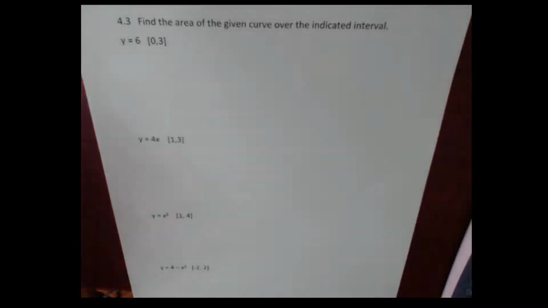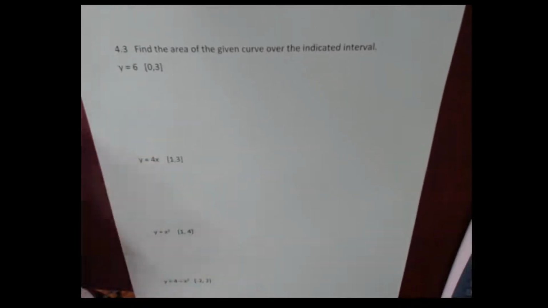All right, welcome to section 4.3 where we are going to start to have some real fun. We are going to be finding areas using definite integrals, and that means that we are going to be doing what we were doing in the previous section, except instead of doing very lengthy approximations, we are going to go ahead and actually find the exact area using calculus using the integrals.